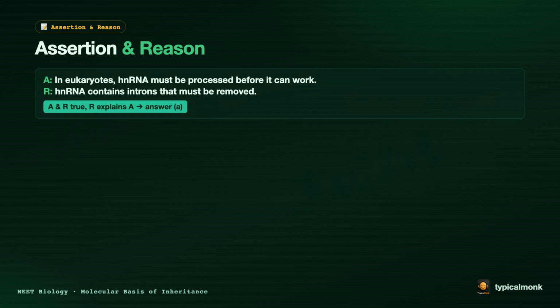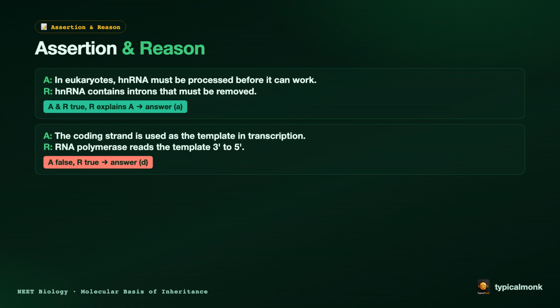Now the first drill, assertion and reason. Each time, ask, is A true? Is R true? And does R explain A? First, A: in eukaryotes, RNA must be processed before it can work. R: hnRNA contains introns that must be removed. Both are true, and R explains A. So the answer is A.